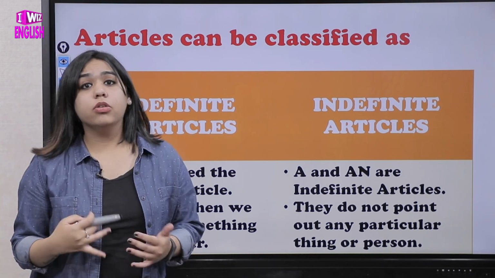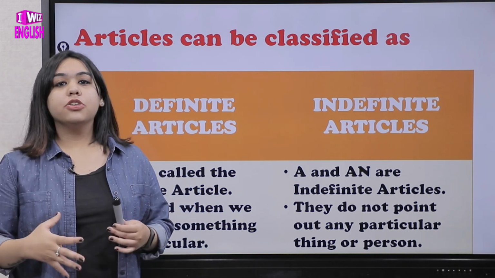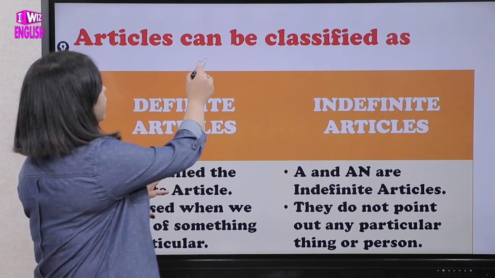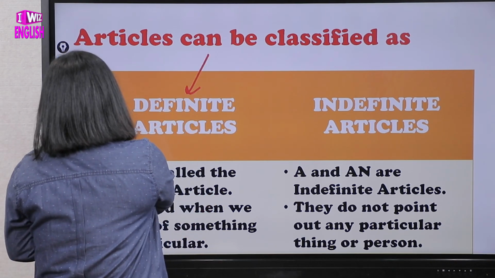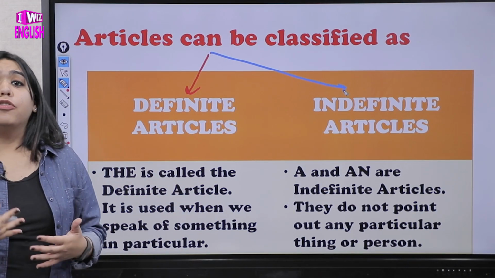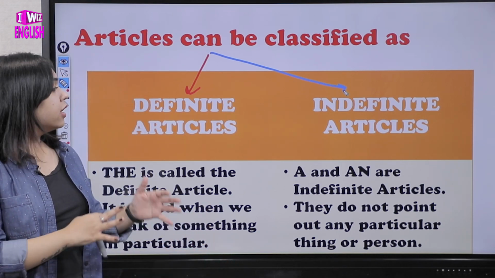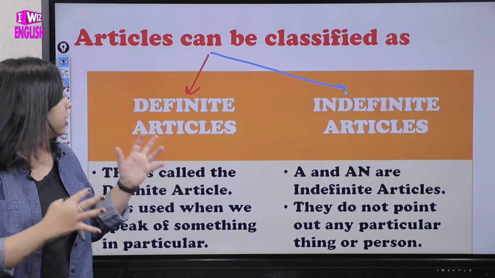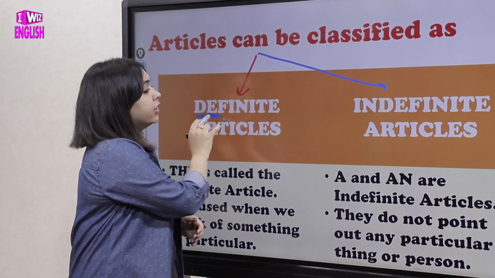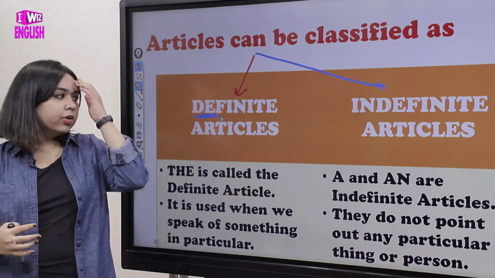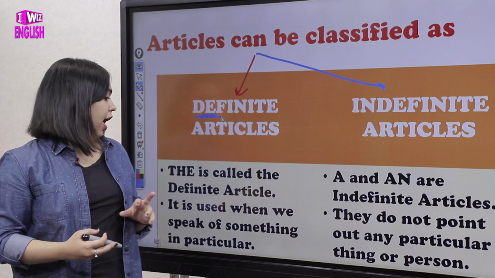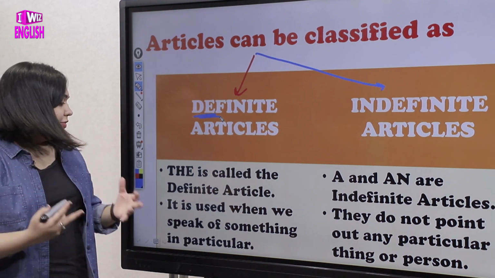Now, when you look at articles, we can classify them into two categories. What are the categories? It could be definite articles, it could be indefinite articles. Before getting into what definite articles are and what indefinite articles are, we'll just try to understand the meaning of the words. Definite, something that you're sure about, and indefinite, something that you're not sure about. So definite articles, the is called the definite article.